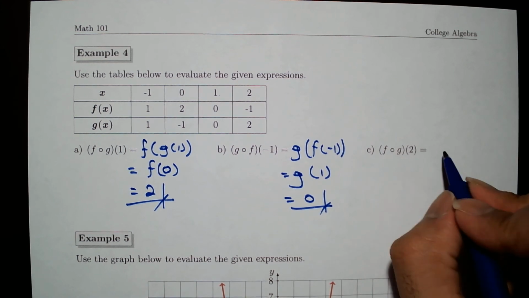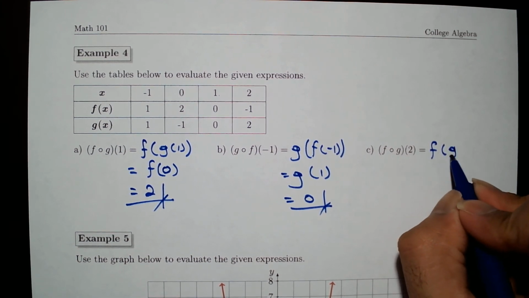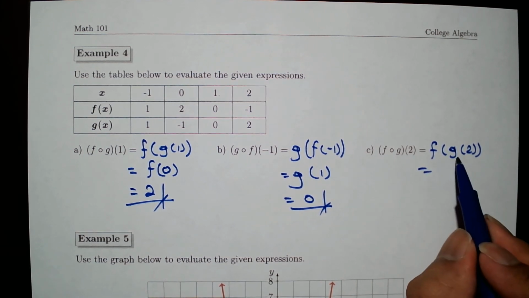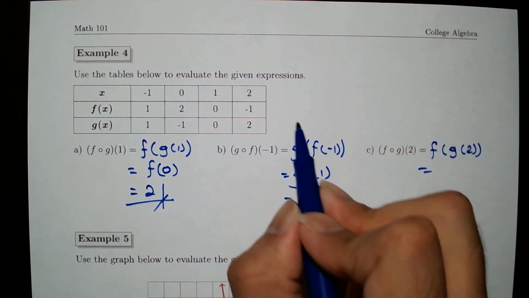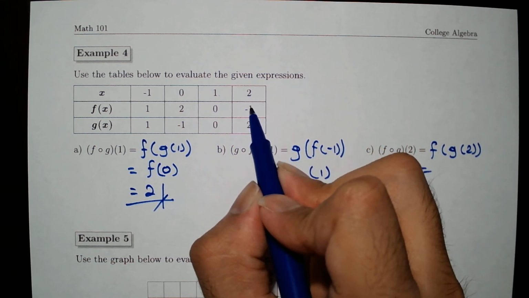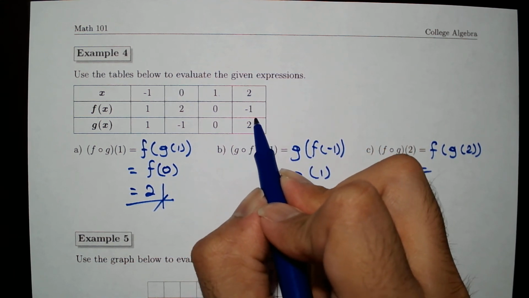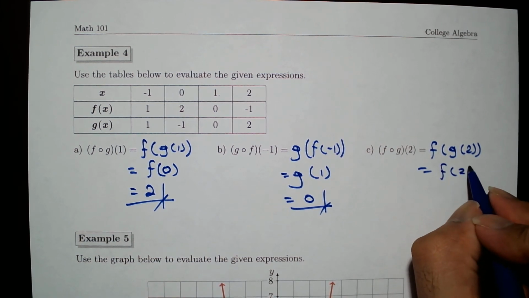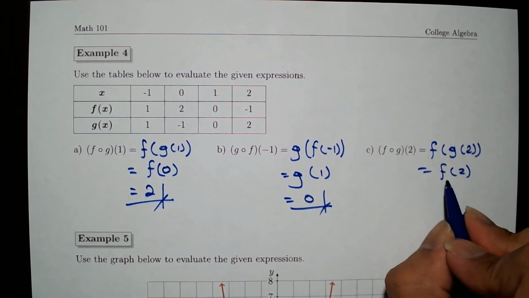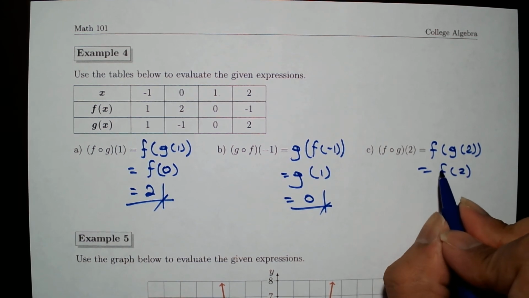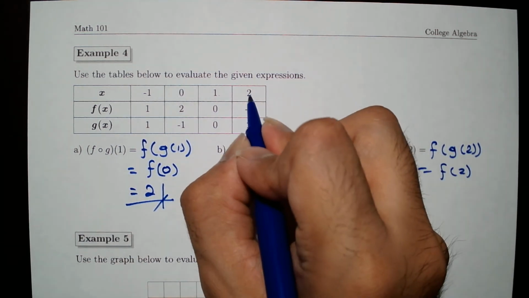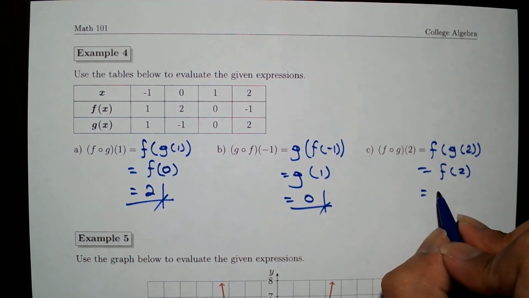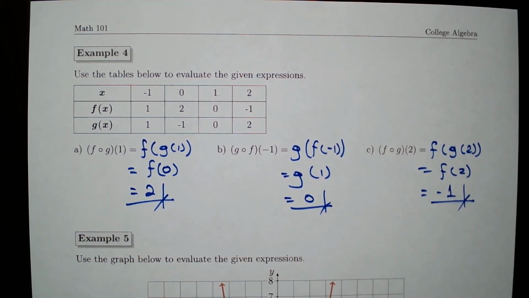So let's do one more. F evaluated at g of 2. So first of all, we need the output of the function g when the input is 2. The input is 2. The output for g is 2 also. Now we need to find the output of the function f when the input is also 2, and we get -1. All right.